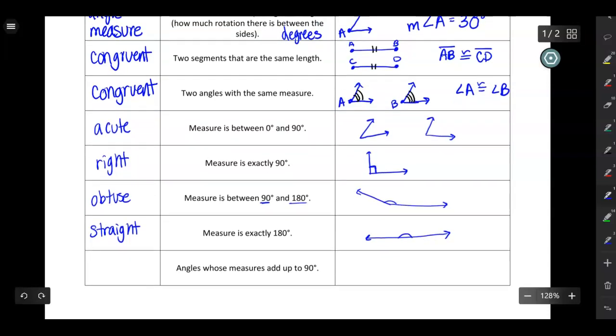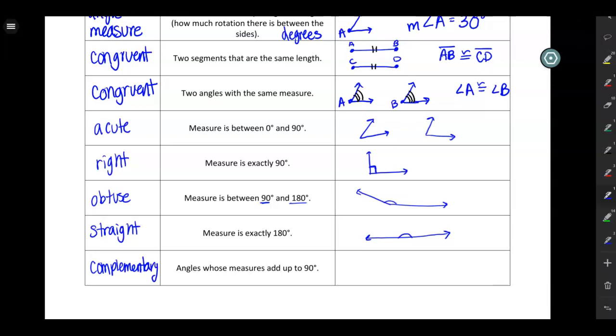Okay. So let's talk some more about angles and why we should care about them, and just some cool things about them. So one thing that comes up a lot is we tend to see angles whose measures add up to 90 degrees. These angles are called complementary angles.